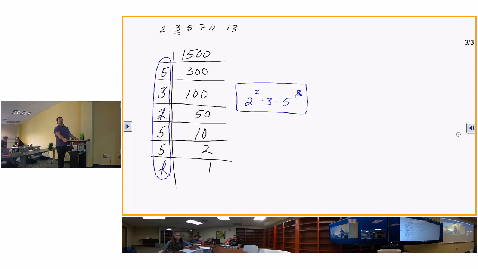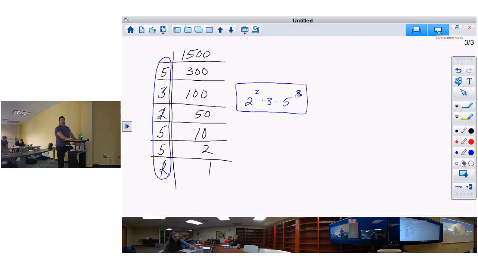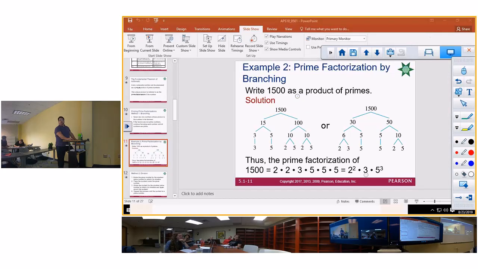Now, why do I put the 2 first? Because we all read which way? Left to right. Unless you're from the Middle East, where you read right to left. But most of us read from left to right. So I put the 2 first, then the 3, and then the 5. So let's do it in order, and that's your answer: 2 to the second times 3 times 5 to the third.